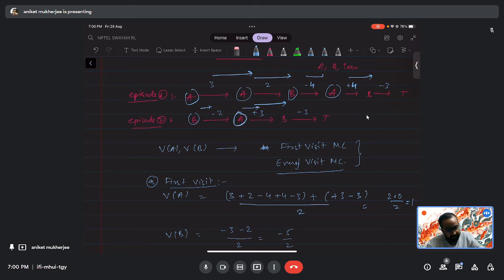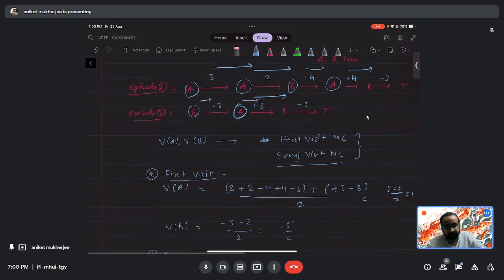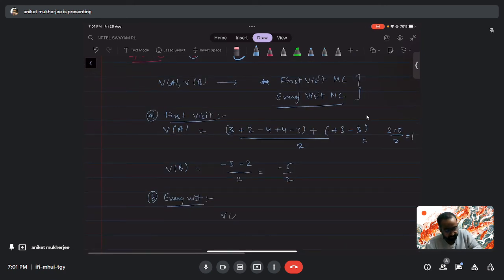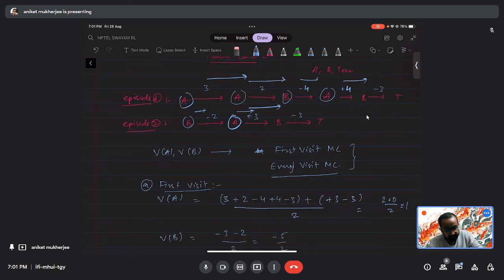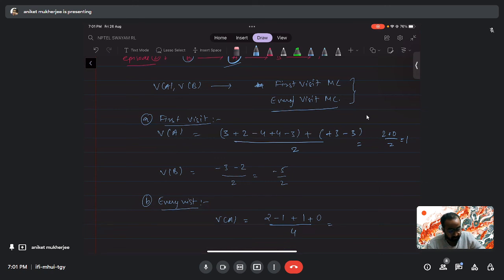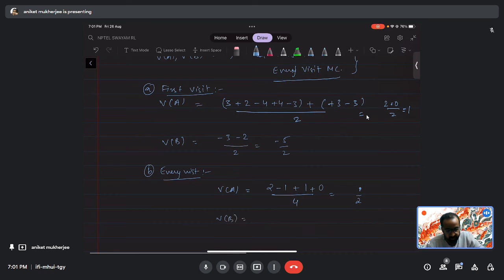So you have four cases, right? For V(A) it should be 2 minus 1 plus 1. 4 cases, right? 1, 2, 3 cases for the first one, and then 3. Okay, yeah, plus 0. This is plus 0, by 4. It's 0.5.